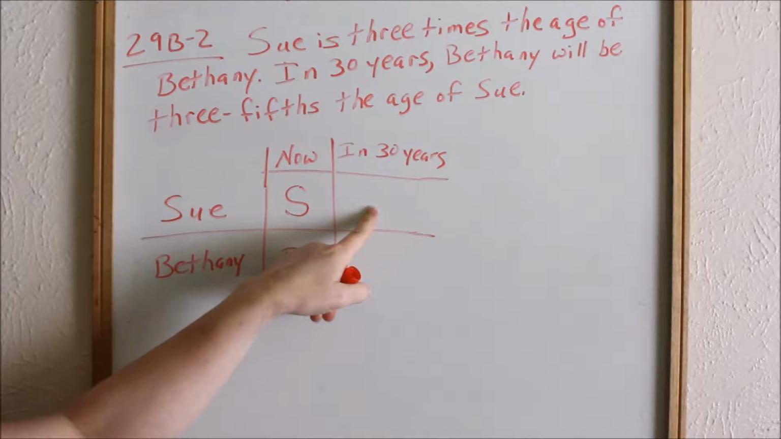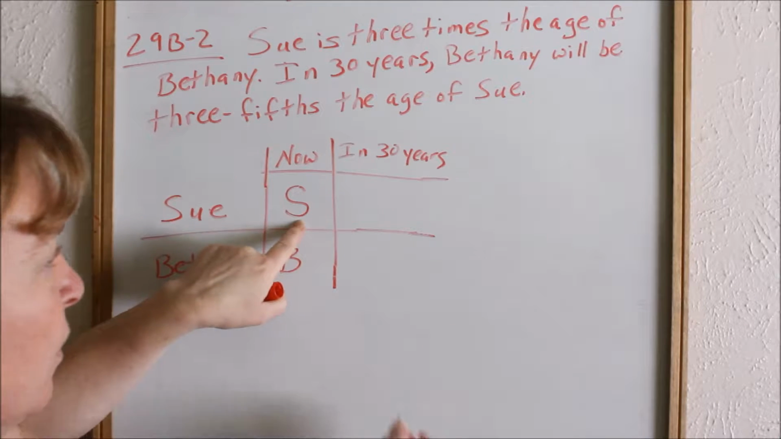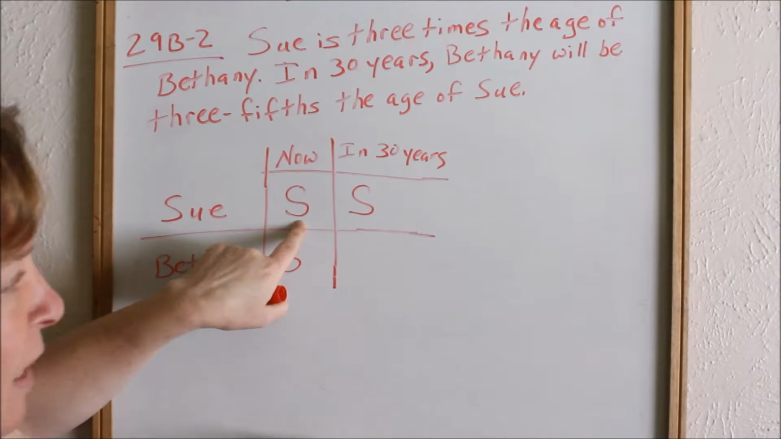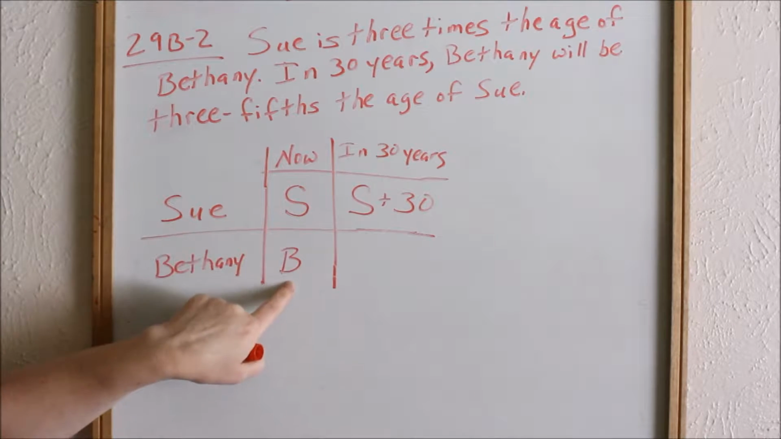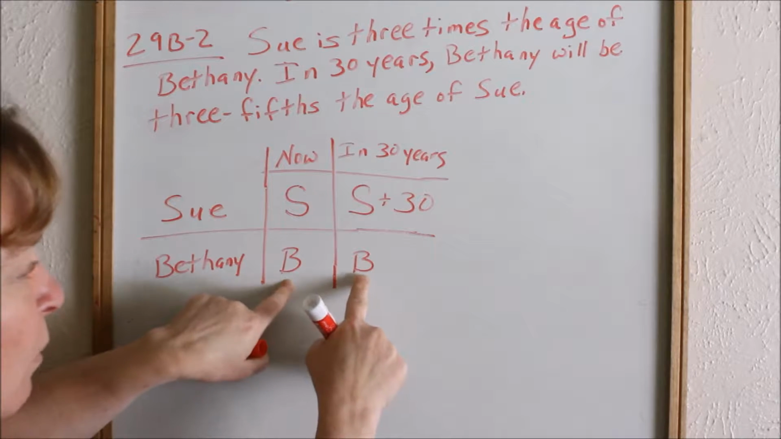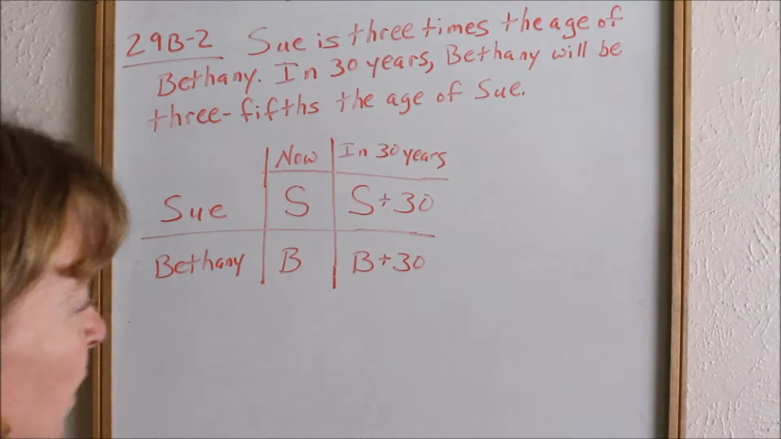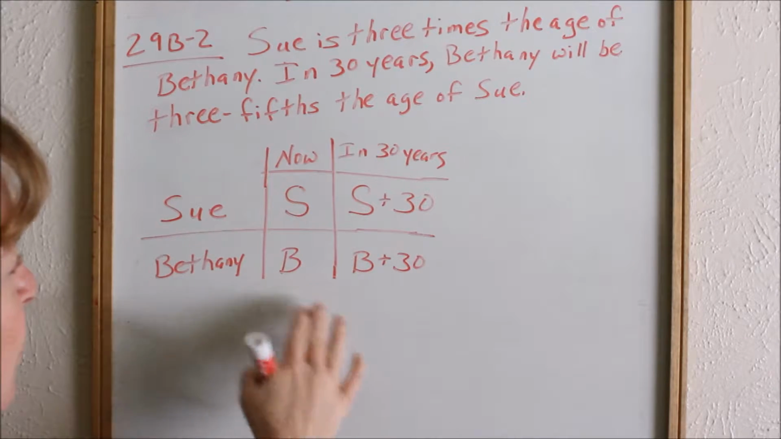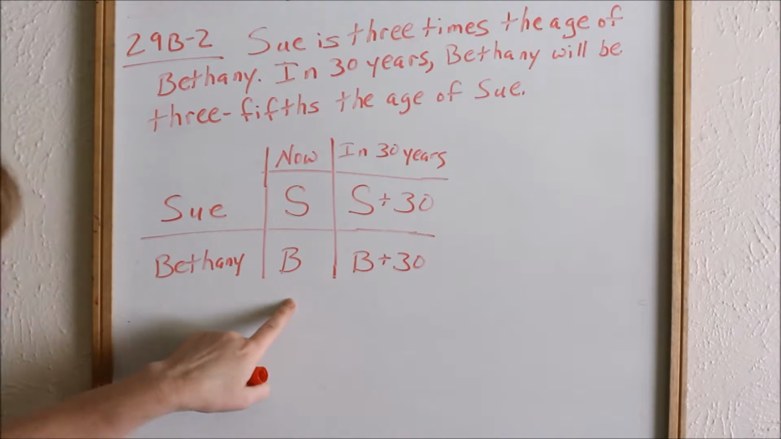Okay, in 30 years, how old will Sue be? Well, she'll be whatever she is now plus 30. So whatever she is now, which I don't know, plus 30. How old will Bethany be in 30 years? Whatever her age is right now, because B represents her age right now, plus 30 years. Now, using this terminology, let's go back to the problem to write our equations.